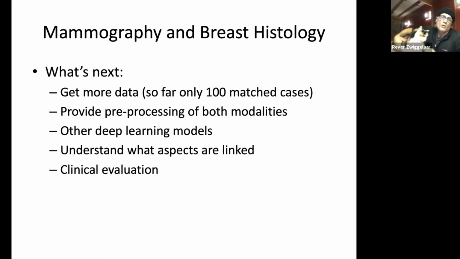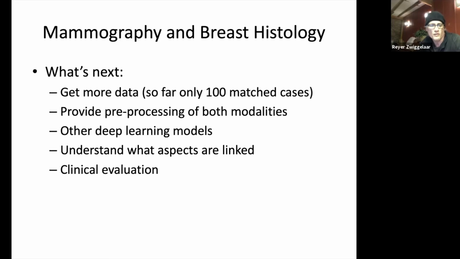And what we don't know yet is how these things are linked and how they work together. So why one cluster of abnormalities in mammography is the same cluster as a set in the histology data is something that we don't fully understand yet, and we would like to. And as I said, with more cases, we can start doing clinical evaluation as well, which would be a step in the right direction to get this closer to patients.